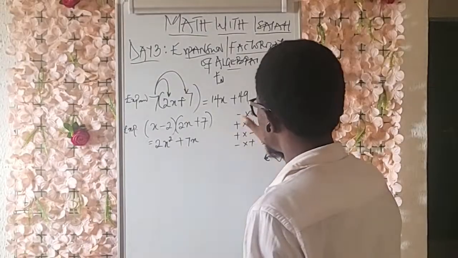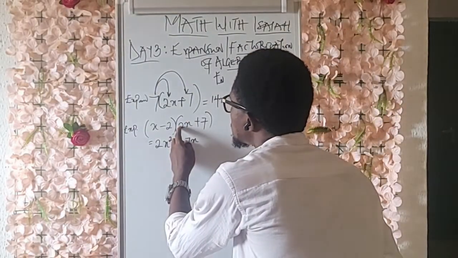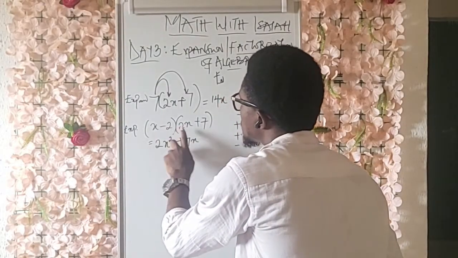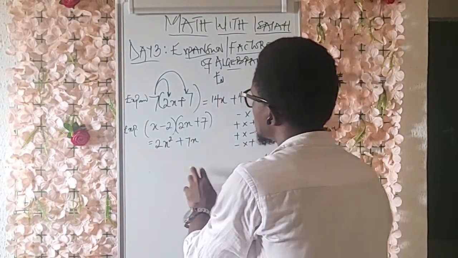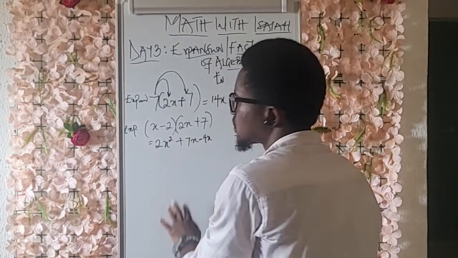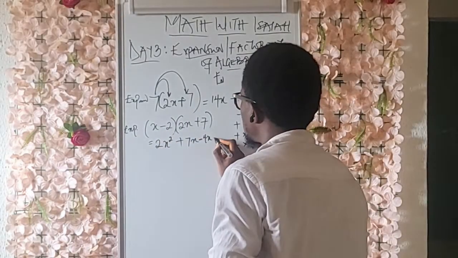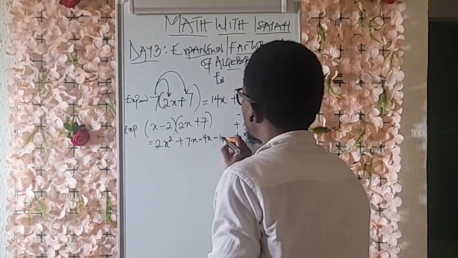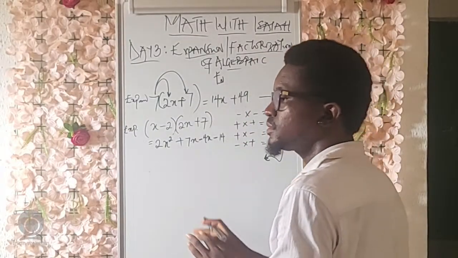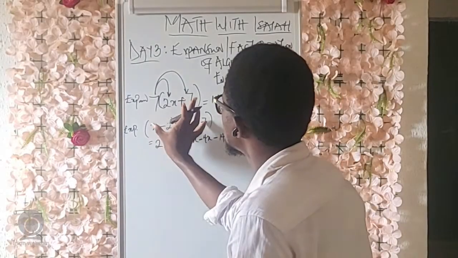I'm sure some of us know all this already, but just in case. Now, there is no sign here, so we know it's plus right here. Minus times plus is minus. So we're having 2 times 2x, 4x. Then now this again times this. Minus times plus, we have minus. 2 times 7, we have 14. I hope this is clear now. So this is how you expand something like this.